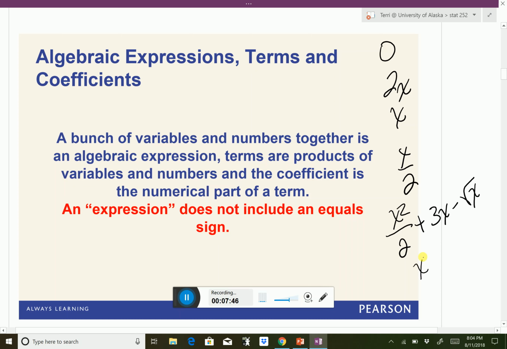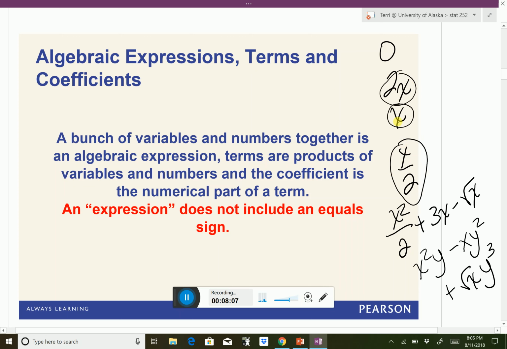We can even make this x squared y minus xy squared plus the square root of xy cubed. Whatever we want to do, these are algebraic expressions. Terms are products of variables and numbers. So things like this is a term. These are all terms because they're things multiplied together.